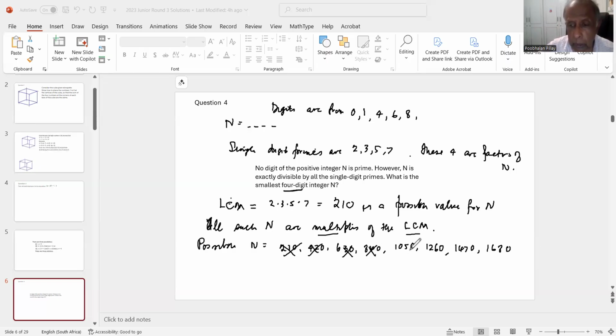Here, no digit is a prime. So this is out. This 5 is here. 2 is here, so that's out. 7 is here, so that's out. But here, this is fine because 6 and 8 are not prime. And we said 1 and 0 are also not prime. So this is the answer. So the answer is 1680.